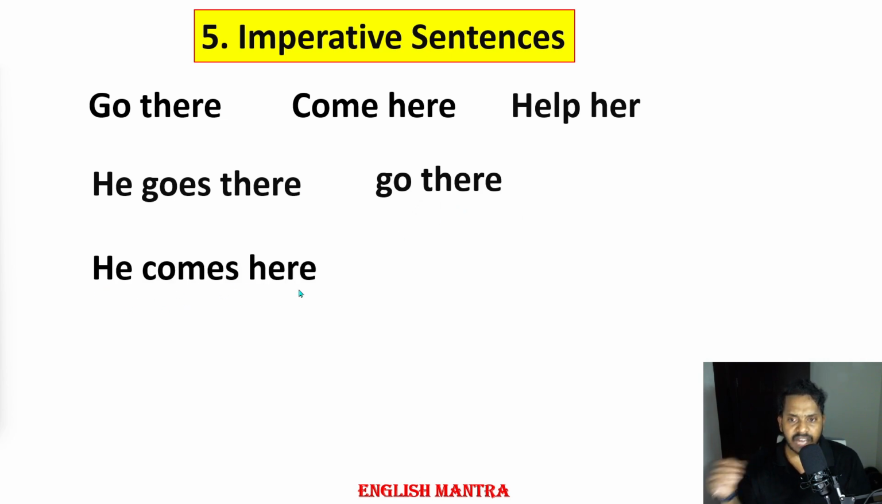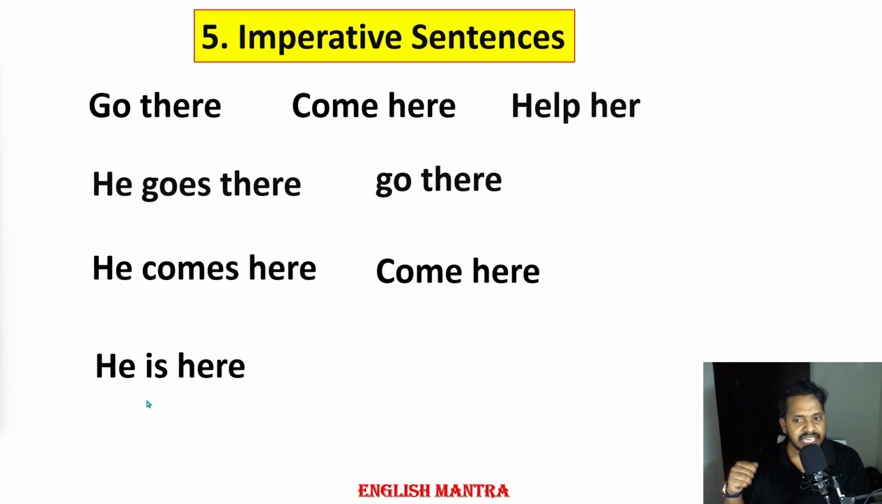He comes here. Atanu ikkadiki vastadu. If I remove subject and place verb in its base form, it becomes come here. See, this is an assertive sentence. He comes here. Atanu ikkadiki vastadu. Come here. Ikkadiki ra. This is an imperative sentence. What did we do? We removed the subject and placed verb in its base form.